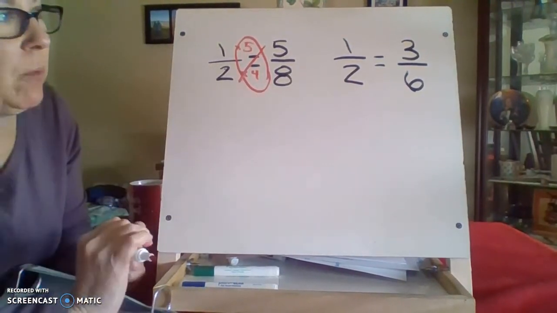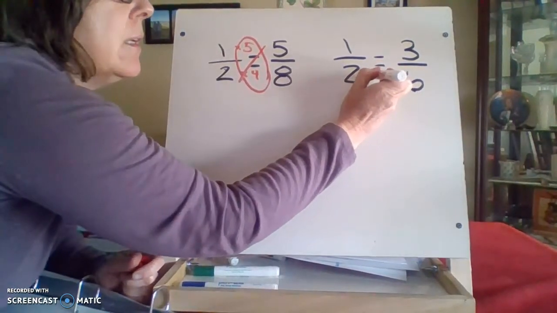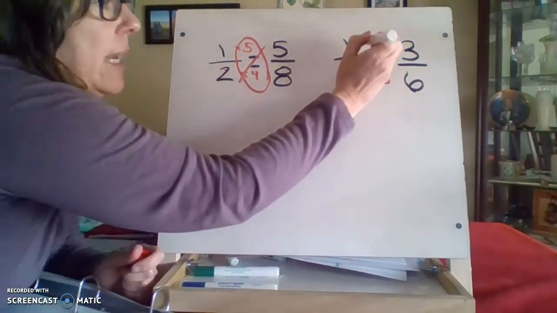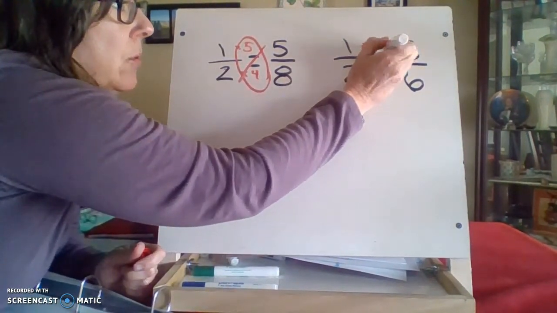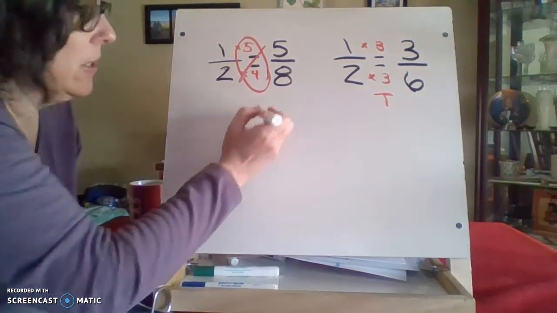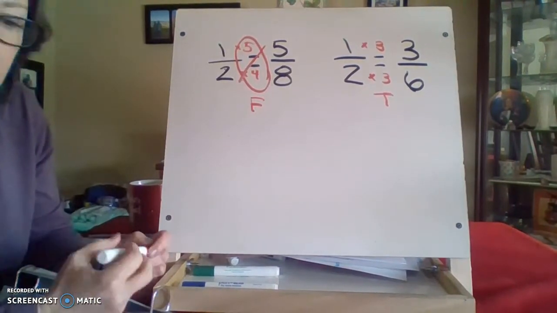Now I'm going to go over to my 1/2 and my 3/6. I know that 2 times 3 is 6. And I know that 1 times 3 is 3. So this one is true. So I had one false and I had one true.